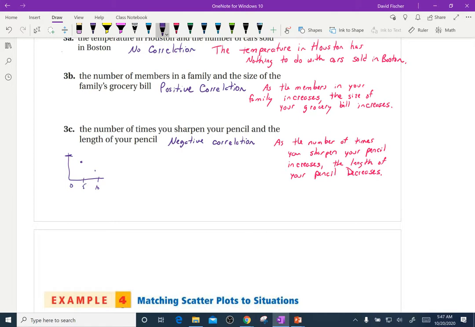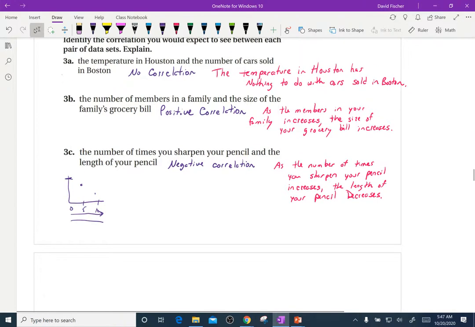So this would be a negative correlation, and the way you explain it is, as the number of times you sharpen your pencil, so that would be my label here, sharpening my pencil, increases, the length of your pencil decreases. Okay. So again, 2 events needs to be in your answer when you explain these.